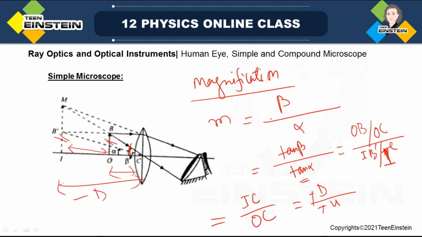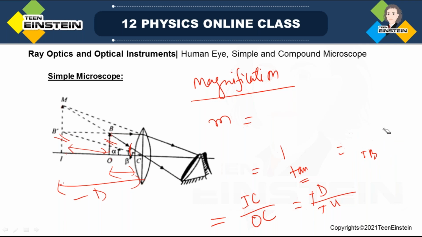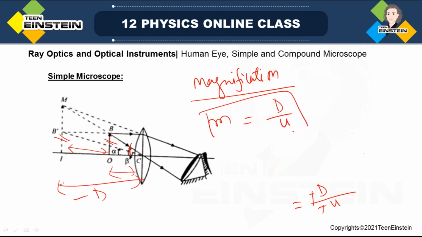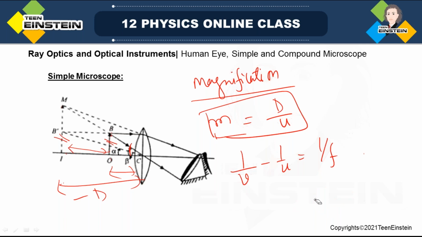Okay. So D by U. So what we get finally, magnification here is D by U. So this part we have got already. Now we know the lens equation, 1 by V minus 1 by U is equal to 1 by F. Okay, so let us see from here what we can do.